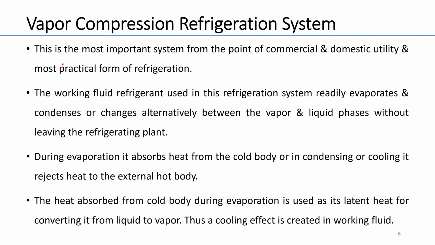So our first refrigeration system is the vapor compression refrigeration system. This is the most important system from the point of view of commercial and domestic utility, and the most practical form of refrigeration. The working fluid, the refrigerant, used in this system readily evaporates and condenses, changing alternately between the vapor and liquid phases without leaving the refrigeration plant.